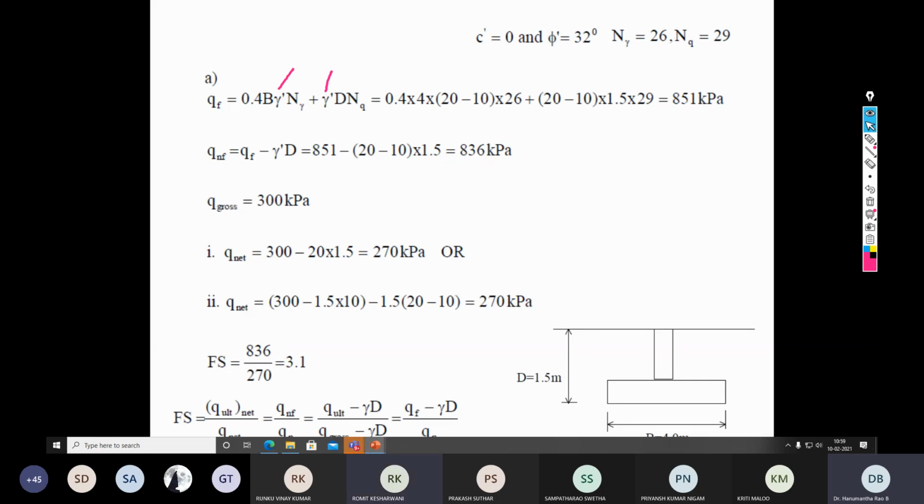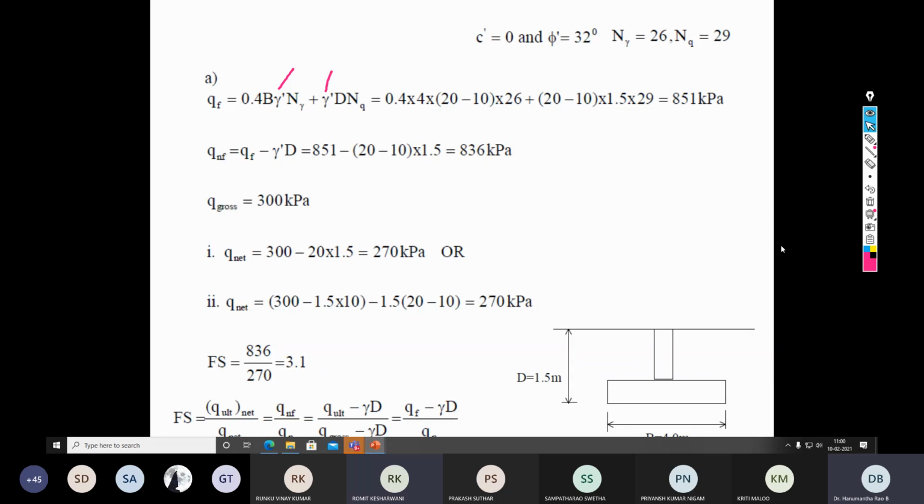Sir, but here for calculating Q net, in the first case it has taken 300 minus 20 into 1.5. That's why the second case is also shown. Sir, what is that second case? You take the first case, that is 300 minus gamma Df. Sir, but above, for calculating QNF, it is taking gamma dash D, but in the factor of safety equation both are written as gamma D, gamma D.